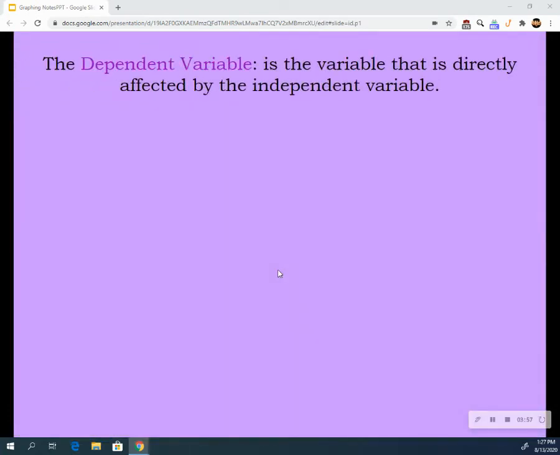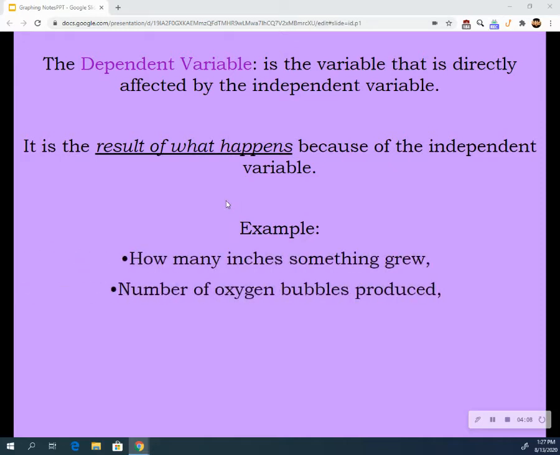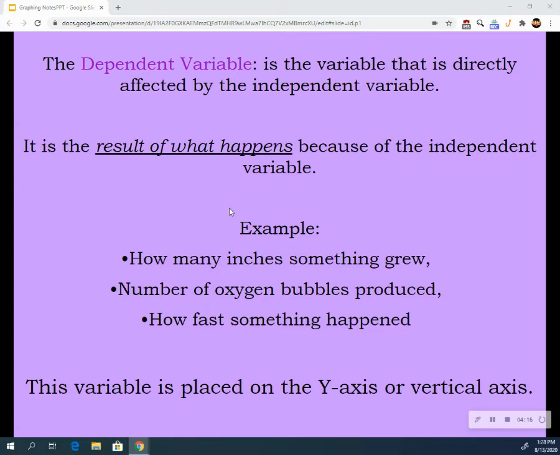The dependent variable is something that is directly affected by the independent. Remember, dependent depends on the independent. So this is the result of what happens. For example, how many inches something grew, the number of oxygen bubbles produced based on a temperature, or how fast something happened based on a temperature or a time. This is placed on your y-axis. Remember, y-axis is your dependent variable.